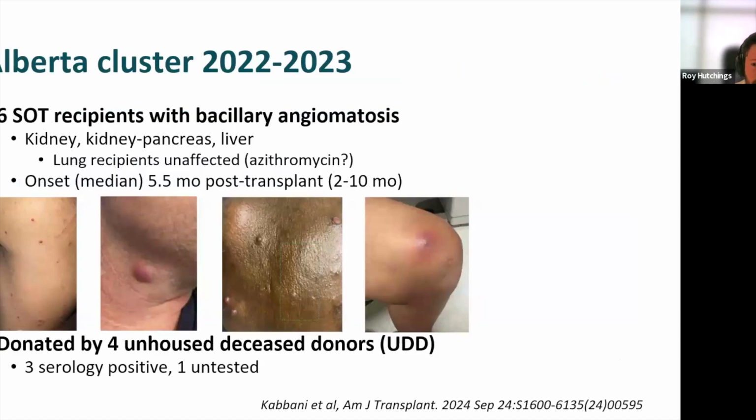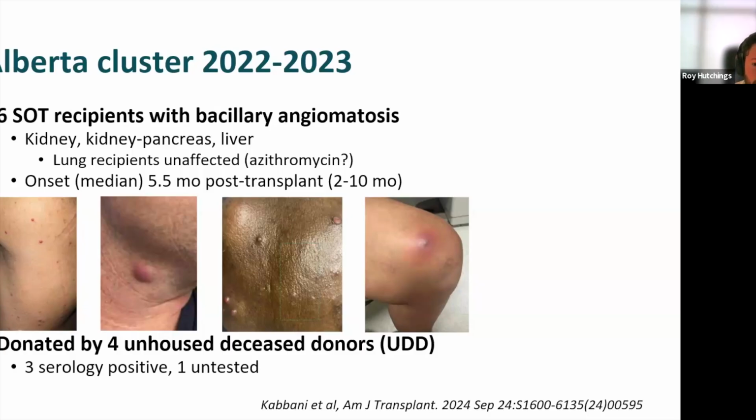The largest series comes from our center here in Alberta. As I mentioned, 6 recipients who had all had bacillary angiomatosis with Bartonella quintana. These included recipients of kidneys, kidney-pancreas, and liver. And later, a 7th case in heart was identified, but that was after the study was published. There were no cases in lungs, and we think that this was because at our center, all lung transplant recipients receive chronic azithromycin antibiotic therapy to prevent chronic lung allograft dysfunction. And azithromycin as an antibiotic has activity against Bartonella as well.